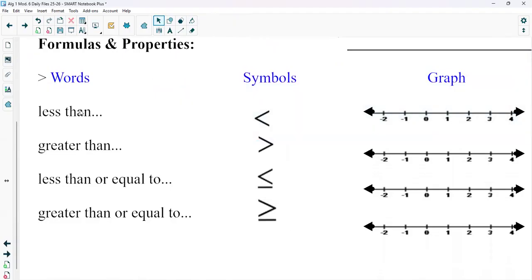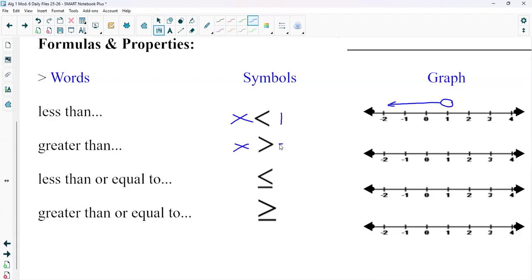If we're talking about less than, we're going to see something like this, where it's going to point towards the variable. If we have x is less than 1, our graph is going to be an open circle because we are not including 1. We are including everything next to it, but not 1. So it's an open circle, and less than is going to be on the left side of the number line. Greater than opens towards the variable.